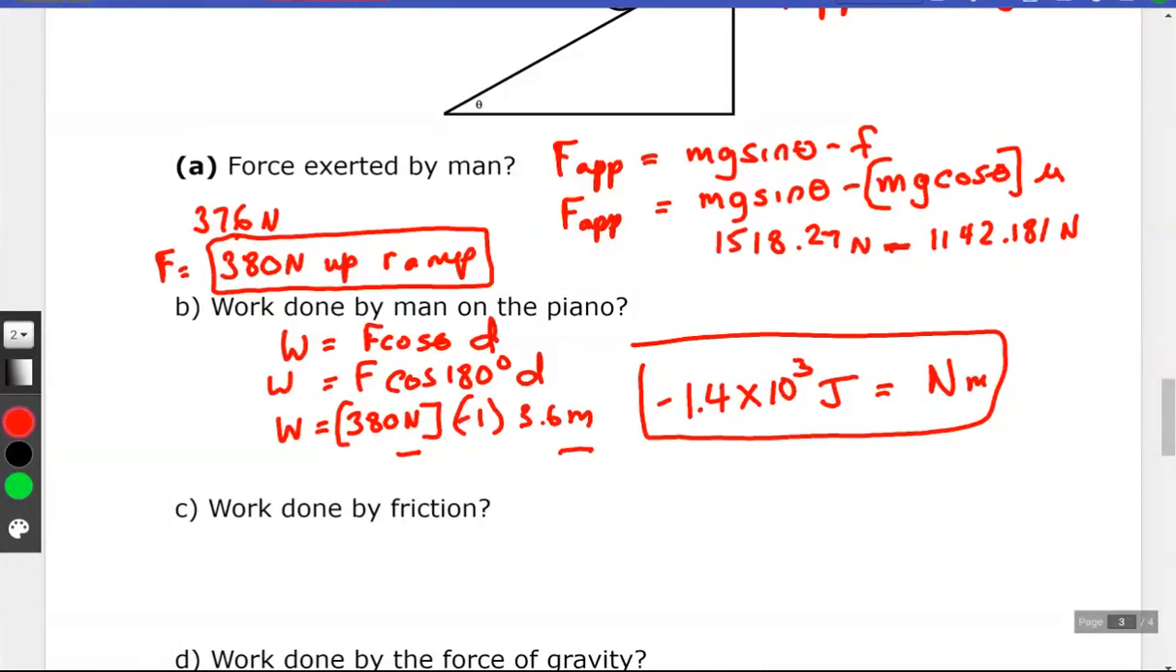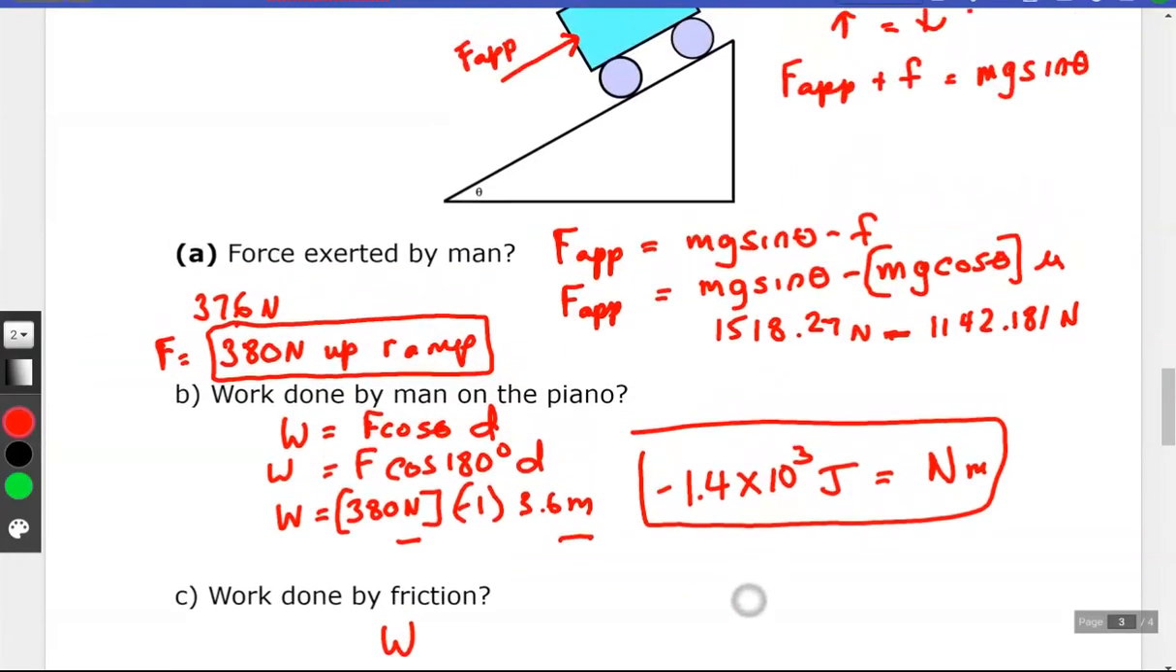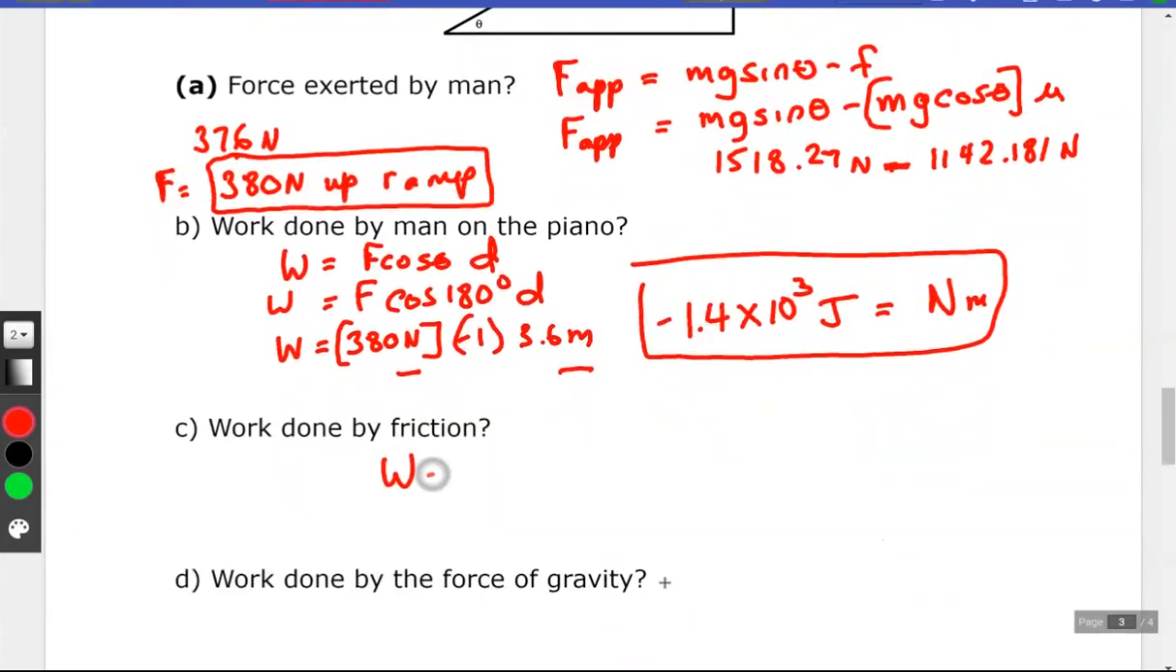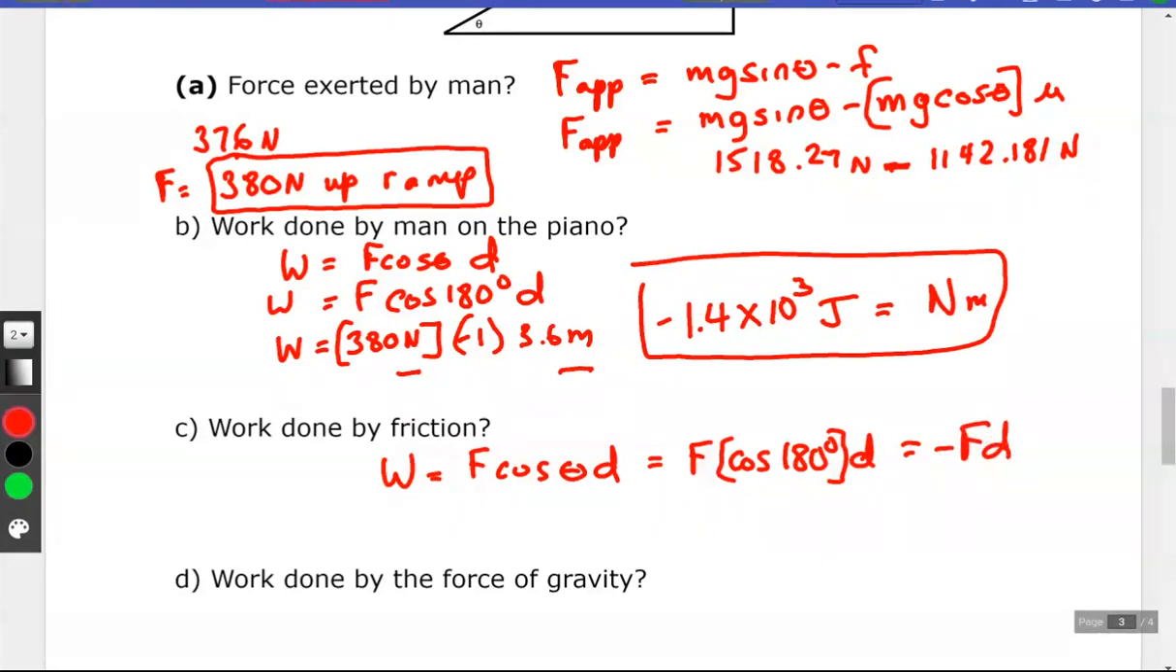Okay, work done by friction. Which way does the friction work? Let's see. The object goes down, the displacement is down, the friction's up, and once again, F cosine theta d, the theta is 180, so it's F times cosine of 180. The direction of the force and the displacement are opposite, so it turns out to be negative F d. That friction does negative work.